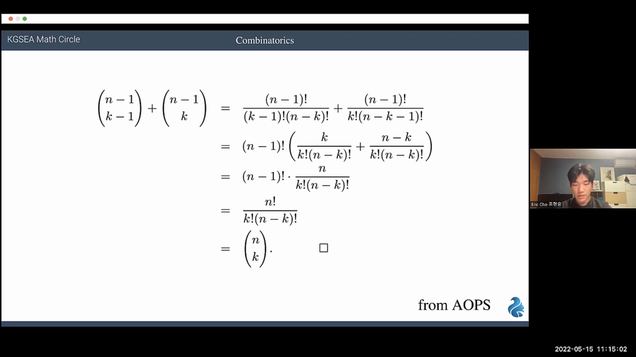The proof of Pascal's identity is very simple. First, change the combinations into factorial form. Then group both terms by n minus 1 factorial. After simplifying, multiply the n minus 1 factorial to the simplified fraction. The newly calculated fraction, when changed to combination notation, is n choose k.